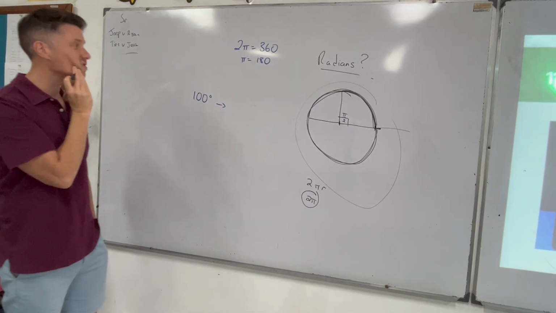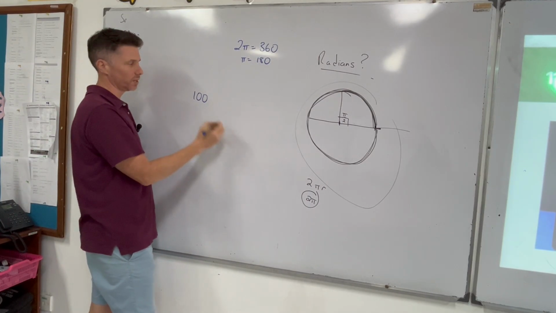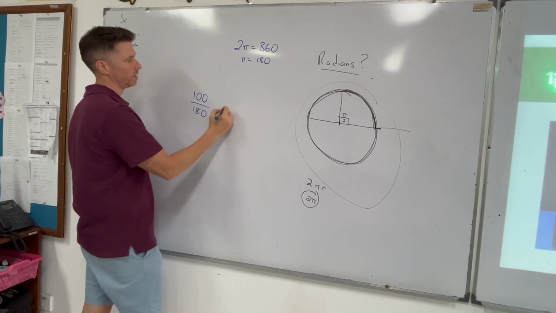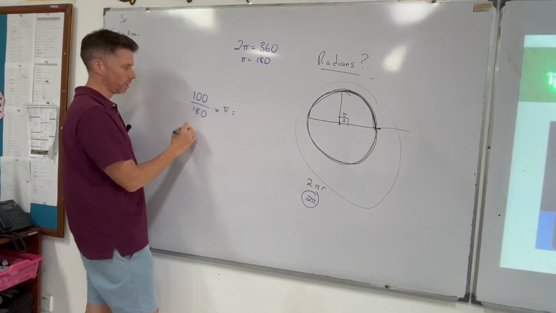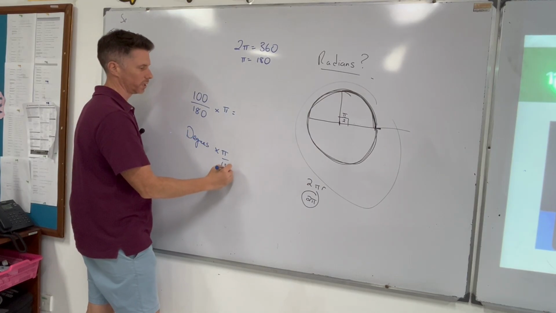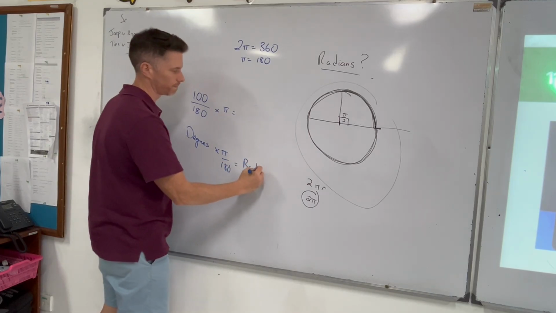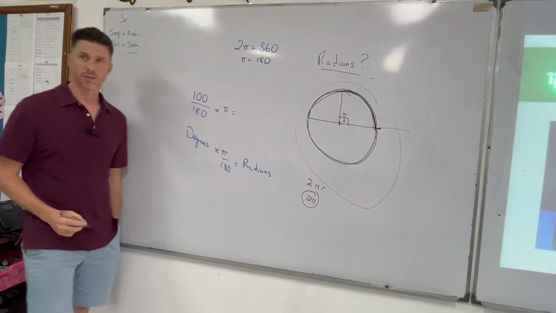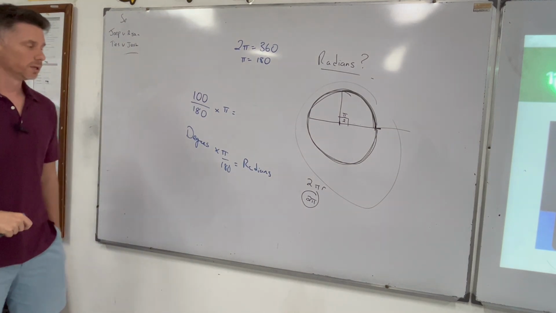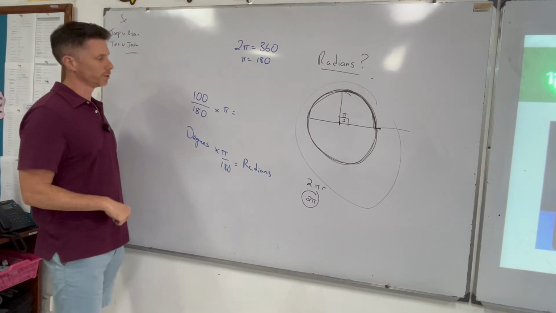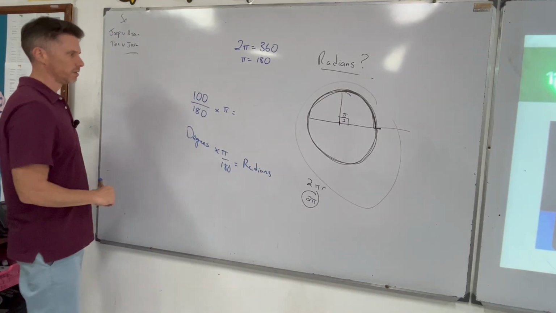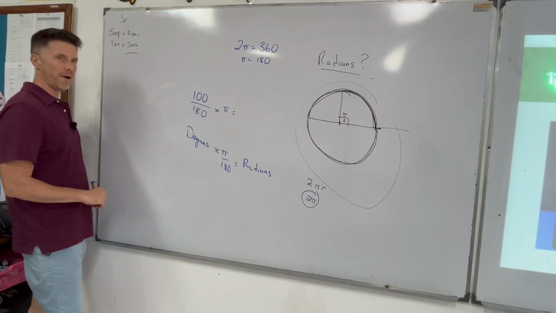If I have 100 degrees, it's 100 out of 180, and then I multiply by pi. So if I have degrees, I multiply by pi over 180, and that changes it to radians, which is just getting the fraction of the circle it is. That is how to convert from degrees to radians. If we have radians, how do we go to degrees? You divide by pi and multiply by 360.